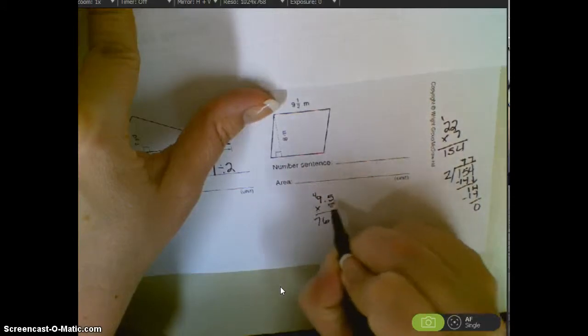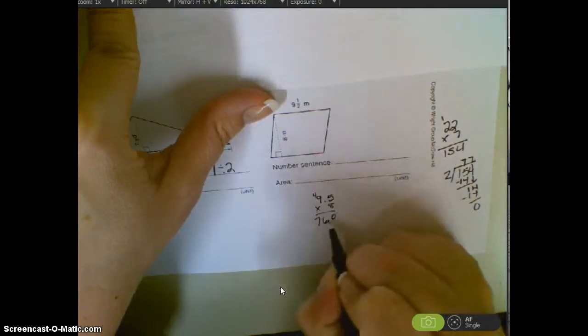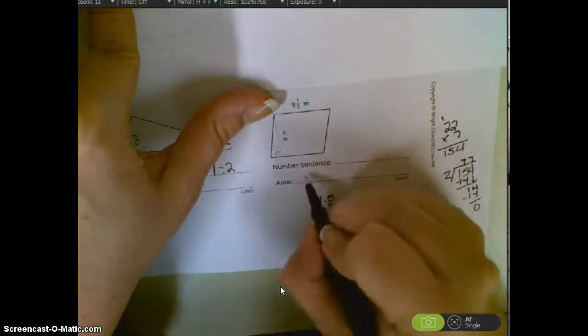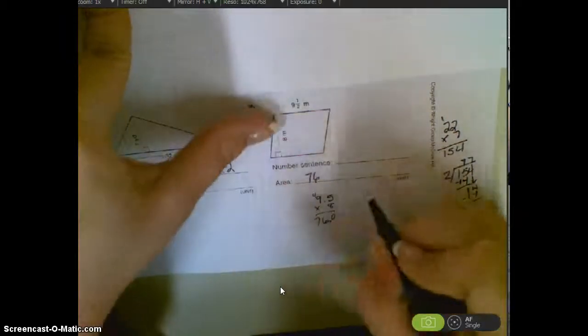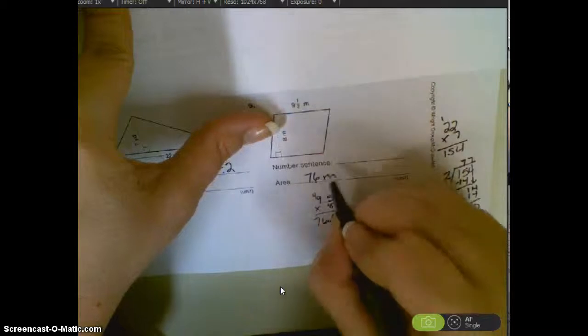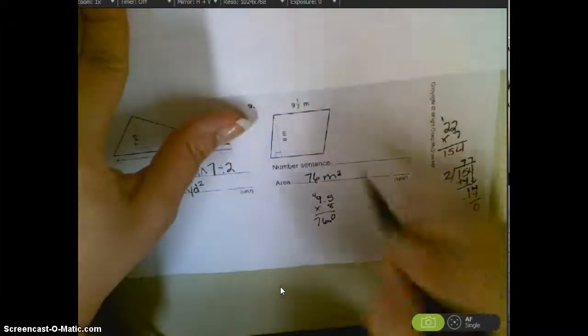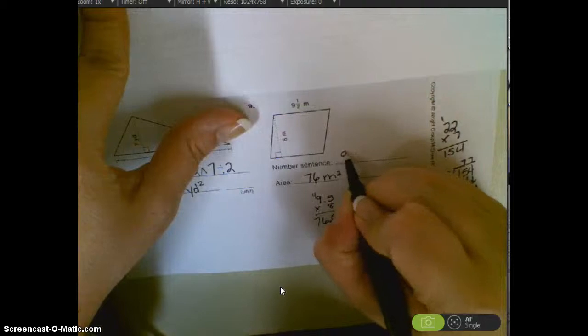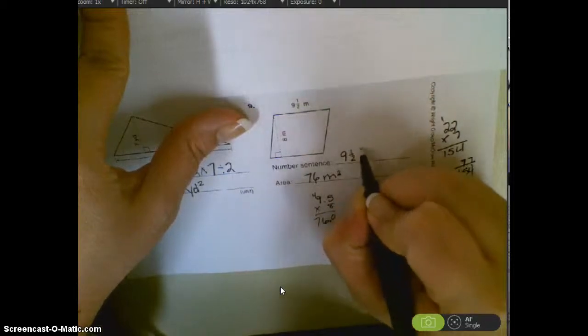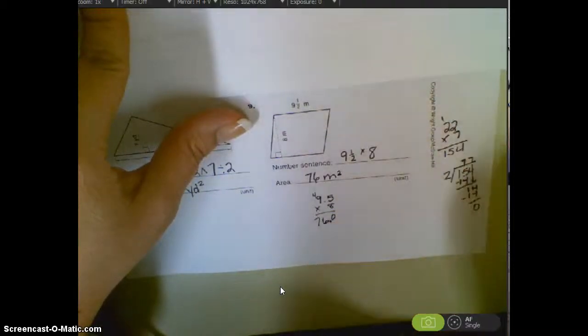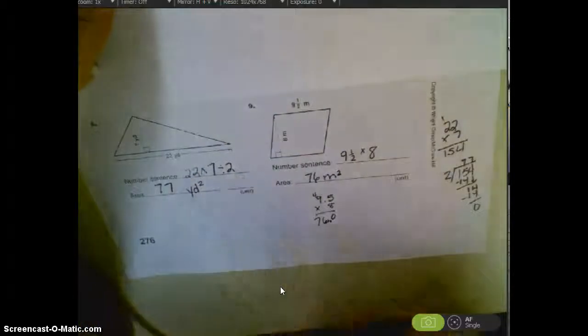Sorry, it's late in the day. I've got one decimal place here, so I'll move one decimal place to the left. And I get an answer of 76, and it looks like we are measuring in meters. We want to square it because we did meters times meters. And it looks like I neglected the number sentence. So let's do 9.5 times 8. We're not going to divide by 2 this time because it's not a triangle. We only divide by 2 when it's a triangle.